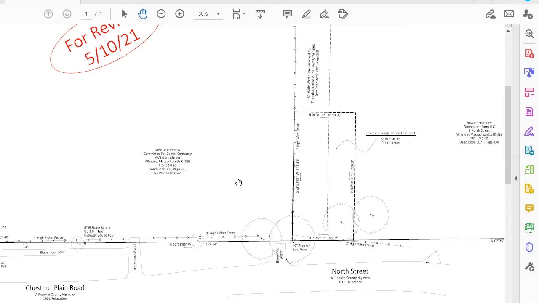Well, I would move that we accept this easement. This has clearly been worked on and worked on and worked on. And yeah, I would agree, as long as Quanquant's property right situation is cleared up, I would say we approve it and move on.